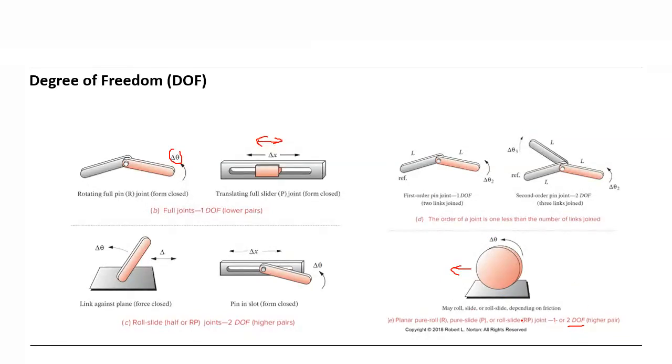Or if it is a higher pair, that means the contacts are curved. So we call this type of contact a higher pair. So there is no exact joint. Therefore, these types of connections or joints we consider 2 degrees of freedom. We will talk later about it.